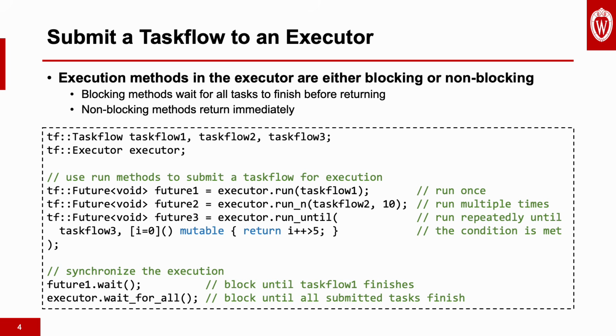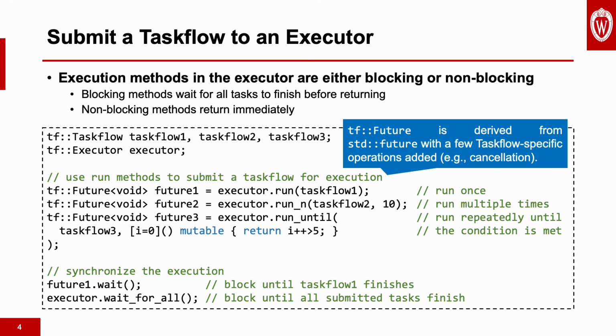After you define a task graph, you can submit it to the executor for execution. Execution methods are either blocking or non-blocking. Blocking methods will wait for all tasks to finish before returning, while non-blocking methods return immediately. You can use different run functions to submit a taskflow for execution, whether to run it once, multiple times, or repeatedly until the given condition is met.